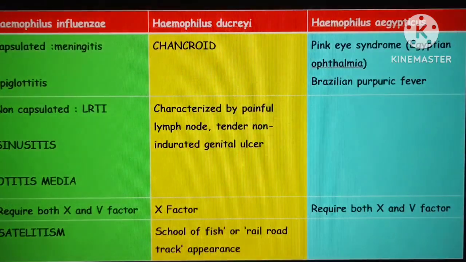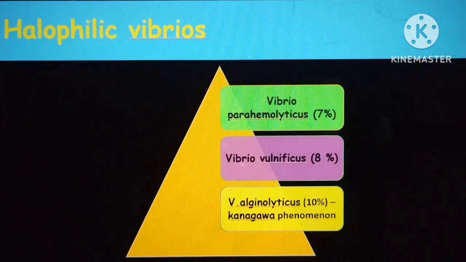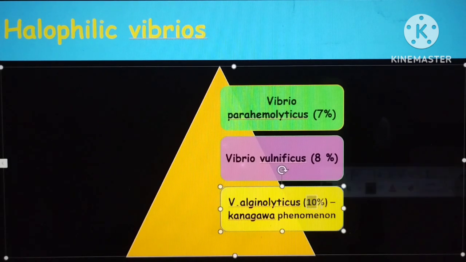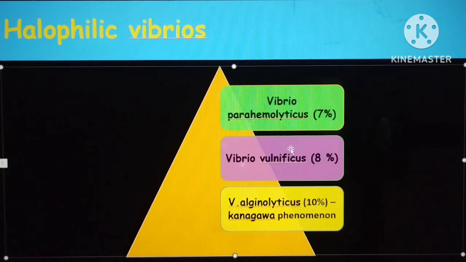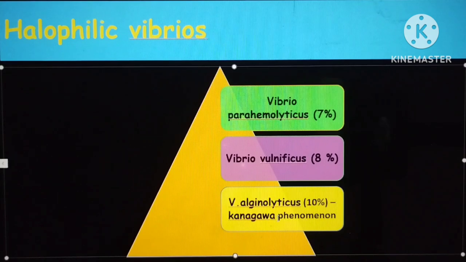So coming to the halophilic vibrios: Vibrio parahaemolyticus, vulnificus and alginolyticus. Parahaemolyticus has maximum salt tolerance, and vulnificus is called the wound maker, most common in wound infections. Alginolyticus usually causes the Kanagawa phenomenon, that is beta hemolysis on Wagatsuma agar.